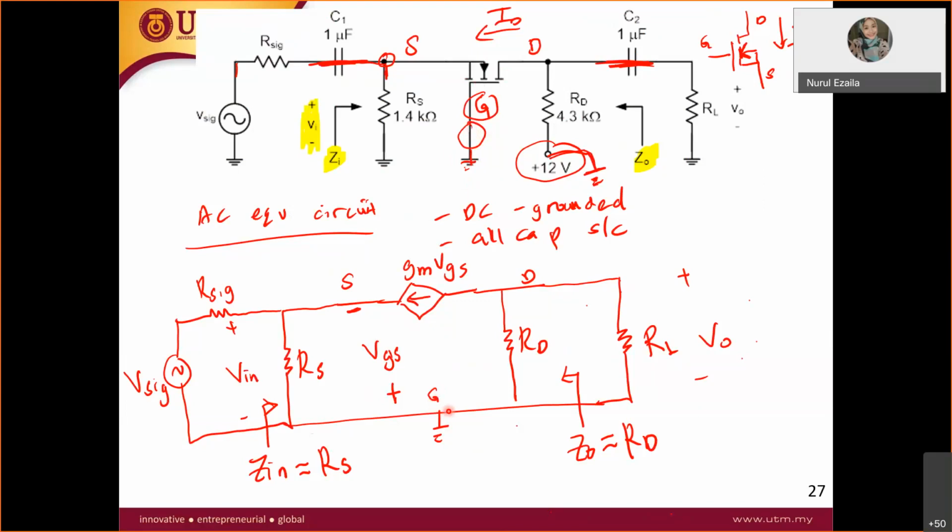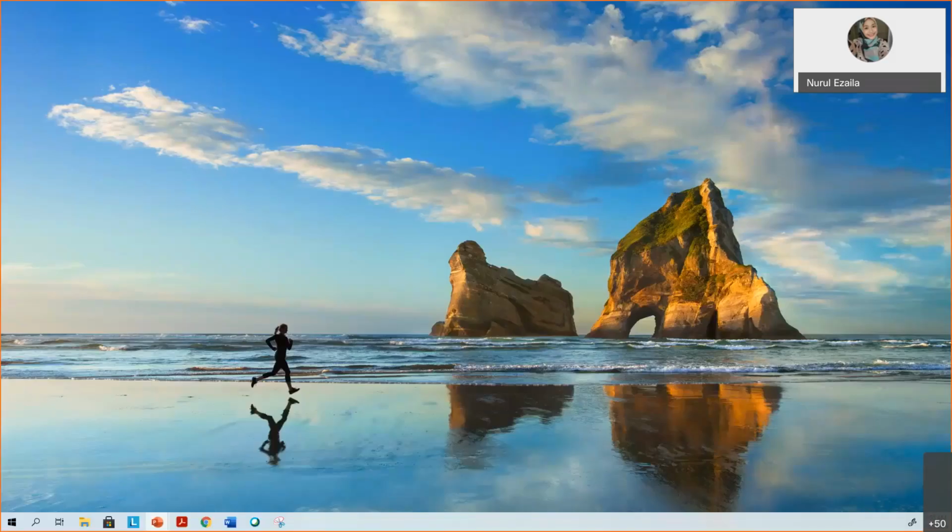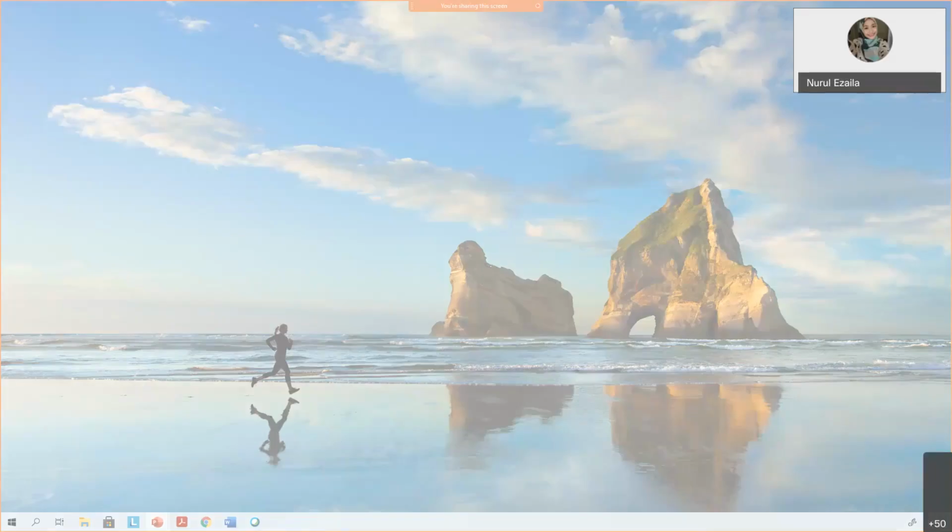All right. So now we've done the Z in and Z out. Next is to see the AC equivalent, the AV. This is quite straightforward. Wait, I need to copy.